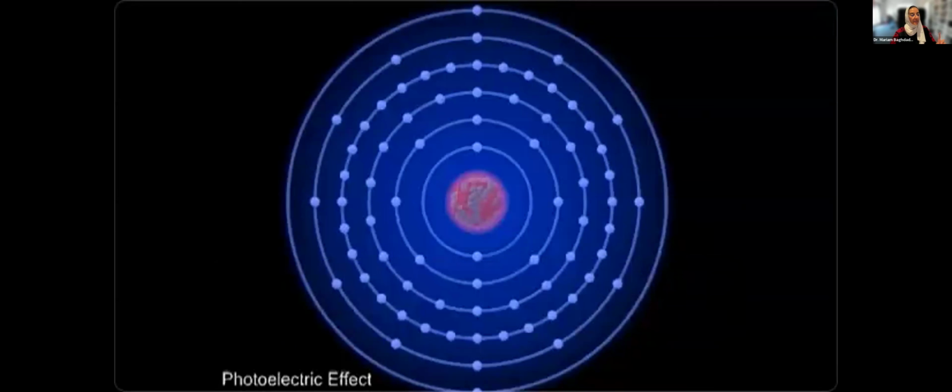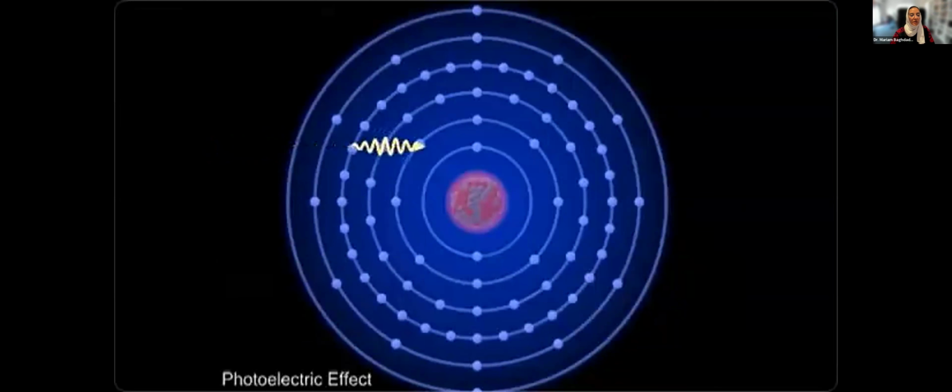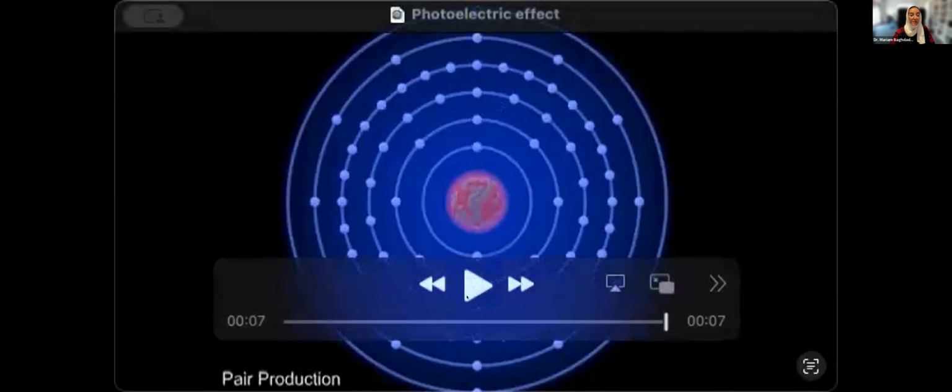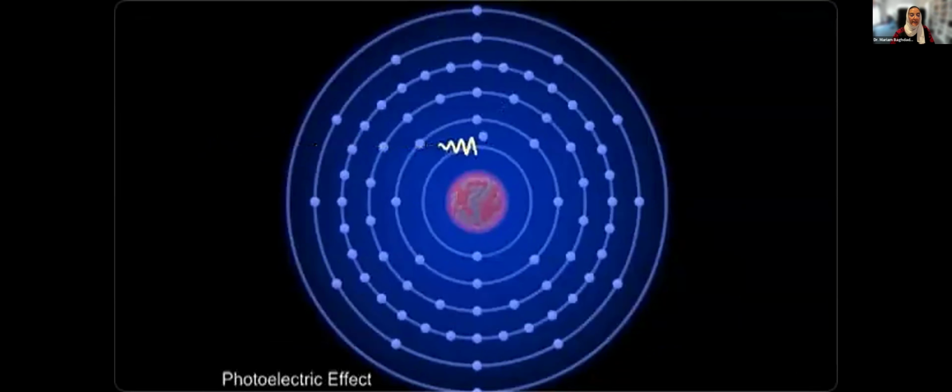Okay, so now I want you to take a look at this. What you're going to see, instead of an electron coming in from the side, is a photon coming in through the side. Now let's take a look and see what happens. Here's your photon. Let's take a look at that one more time. The photon comes in, it kicks out an inner electron and is completely absorbed, and we get a secondary electron that comes out. So what happened here?